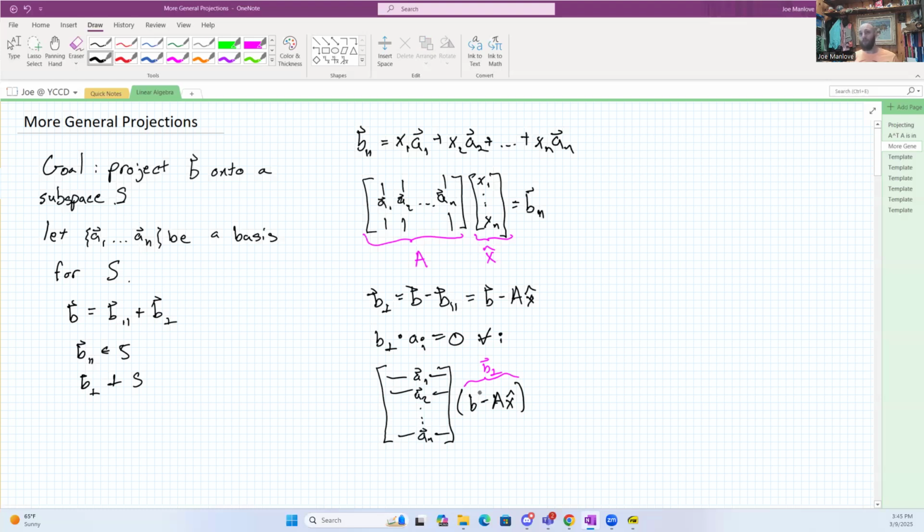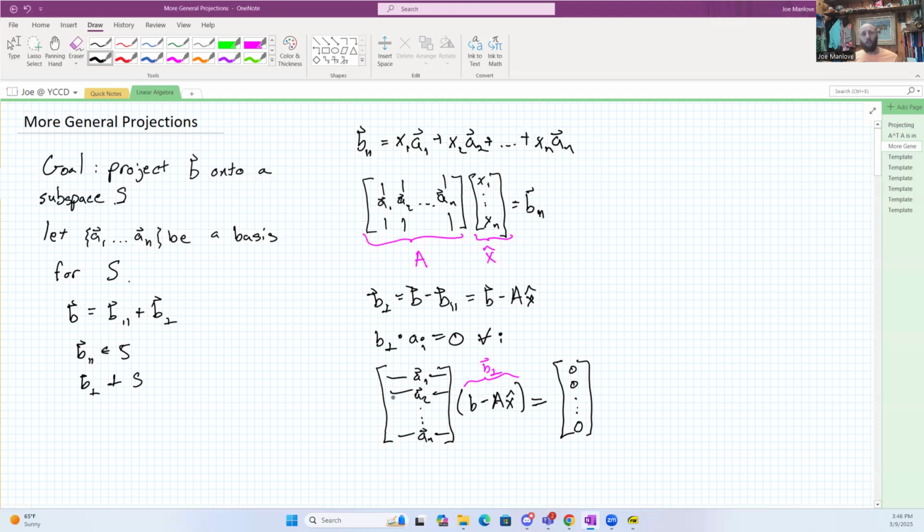Now, I know that the row picture tells me that the dot product of each of these rows with this thing is going to be the components of the resulting vector. That resulting vector in this case, because this is B perpendicular, is going to be 0 for every one of these. So I'm going to get the 0 vector out of this. This is just me writing down a condensed version of the previous line where I said B perpendicular dotted with A_i is 0 for all the i's.